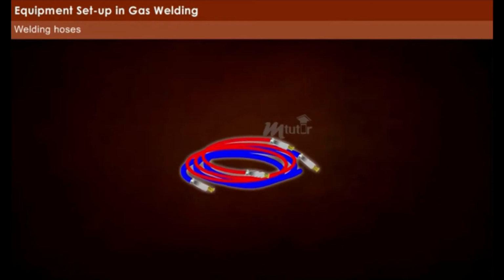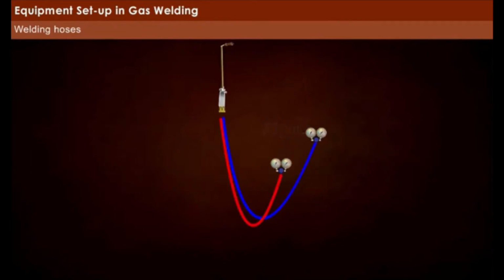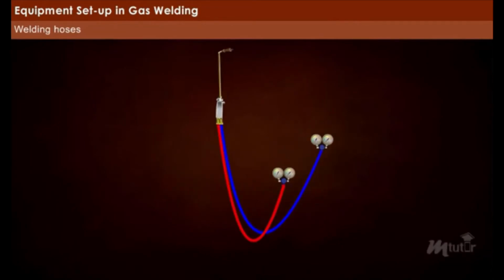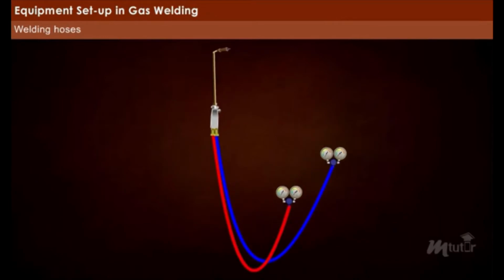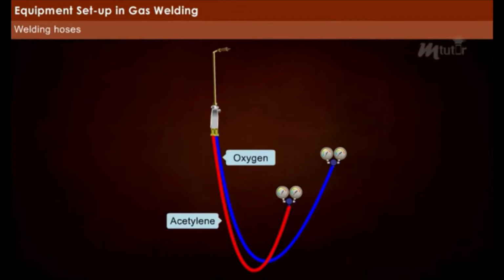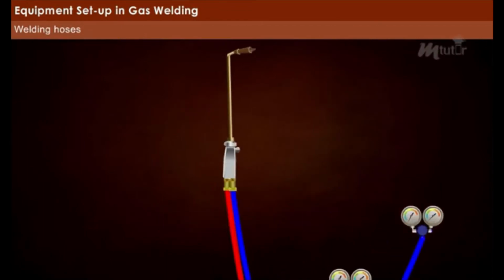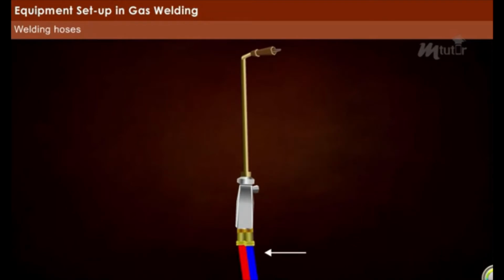Welding hoses. The cylinder regulators and torch are connected together by welding hoses. These hoses should be color-coded: blue color hoses for oxygen and red color hoses for acetylene. The oxygen hose is fitted in right-hand threads, whereas the acetylene hose is fitted in left-hand threads.